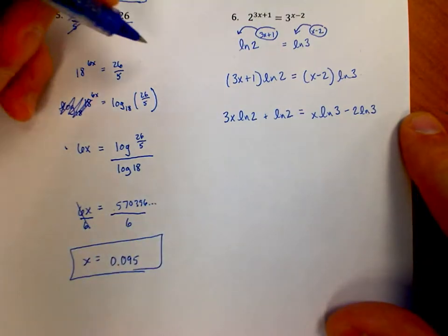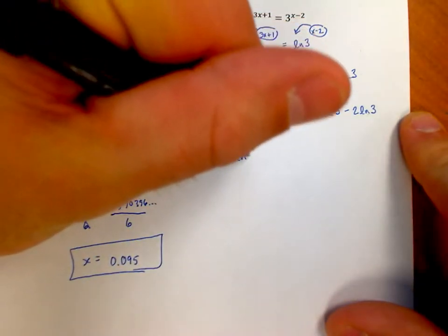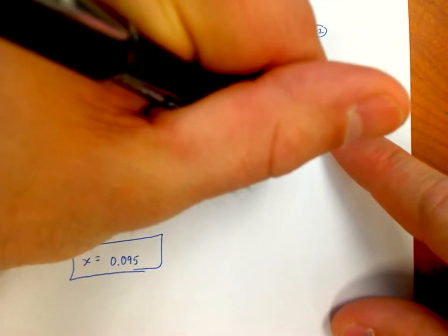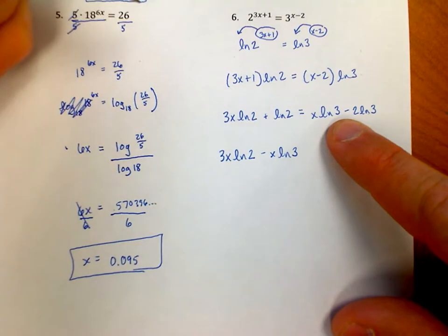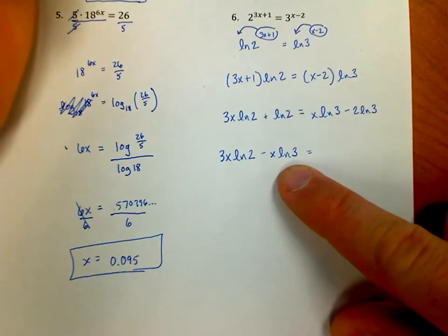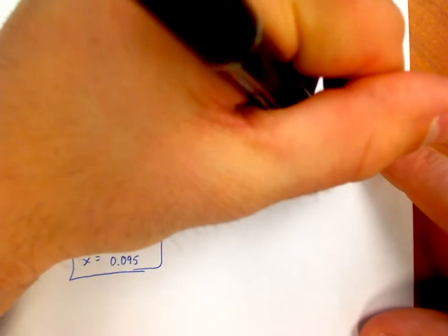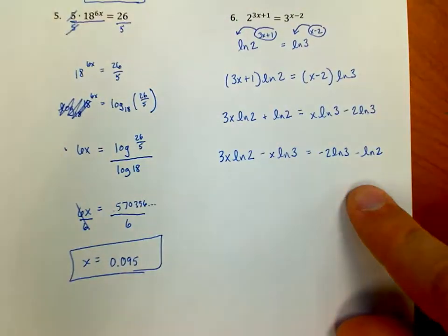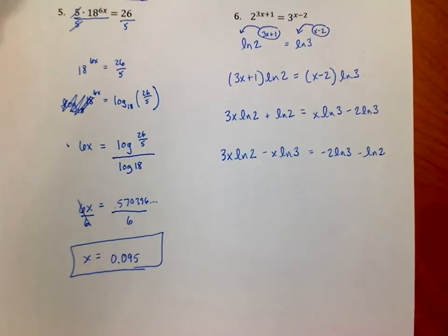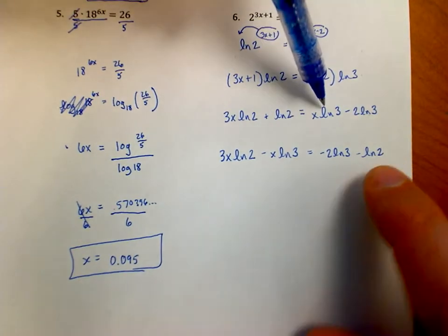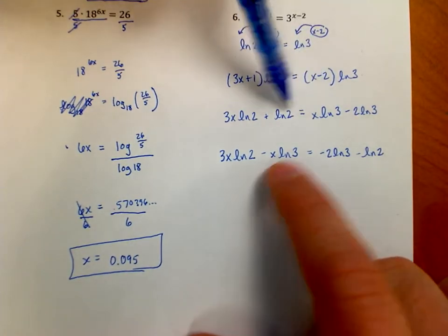So that means I have 3x times the natural log of 2, and I'm going to subtract the x natural log of 3 from the right-hand side, from both sides. Subtract it over. That's equal to, and then I have the negative 2 natural log of 3 on the right, and I'm going to subtract this natural log of 2 away from the left and put it over on the right. So notice all I did is I took the natural log of 2 and I moved it to the right. I took the thing with the x and I moved it over to the left by subtracting from both sides.